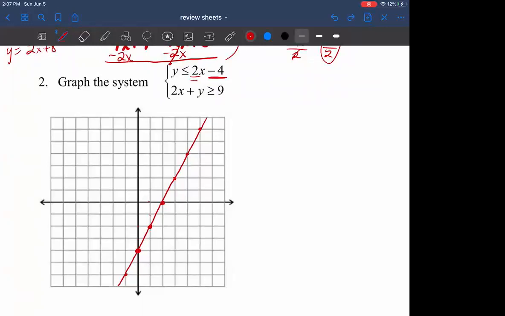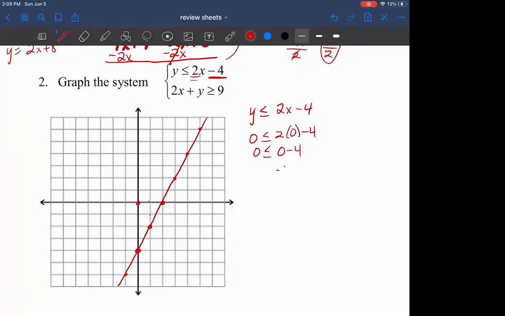Now, the last part is we have to shade one side of the graph or the other. And again, when we discussed this in class, we talked about picking a really easy point, and then plugging in the numbers from that point into this inequality and seeing if it's true. So what I mean by that is I would take y is less than or equal to 2x minus 4. I want to pick a really easy point like (0, 0), and plug in 0 for y and 0 for x, and then see if this is true. So 2 times 0 makes 0.